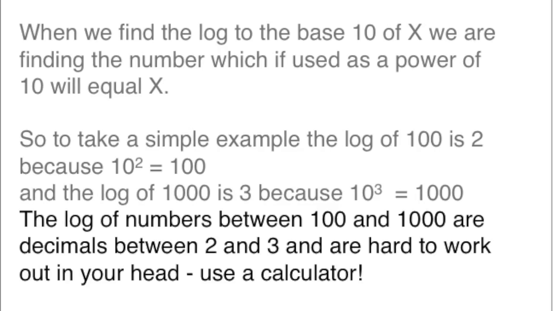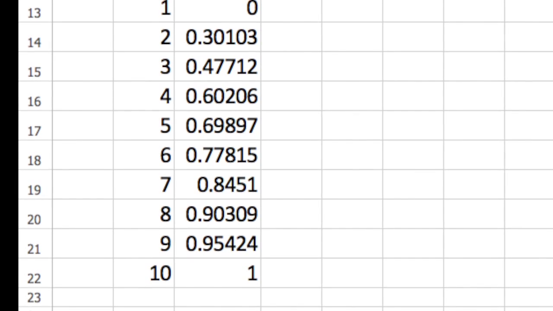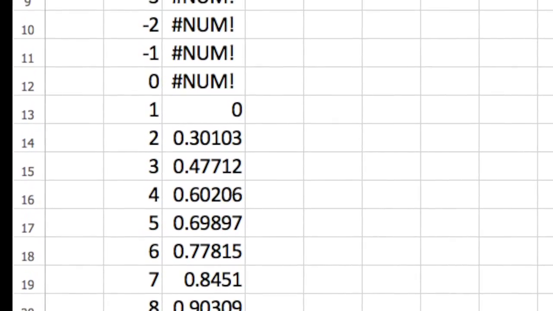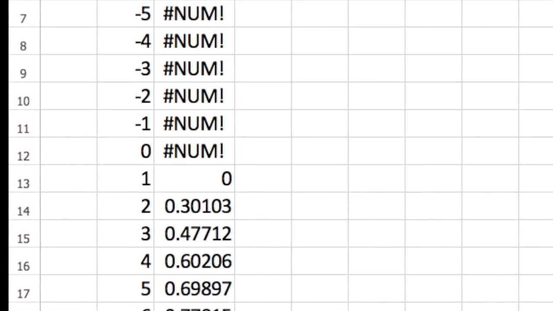The logs of numbers between 100 and 1000 are between 2 and 3. The logs of numbers between 10 and 100 are between 1 and 2, and the log of a number below 10 is a decimal fraction. It is between 0 and 1. There is no such thing as a log of a negative number because you cannot raise 10 to a power and get a negative result.